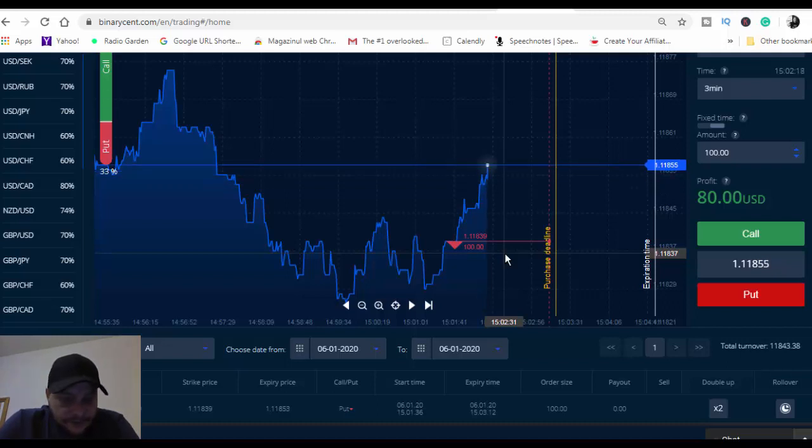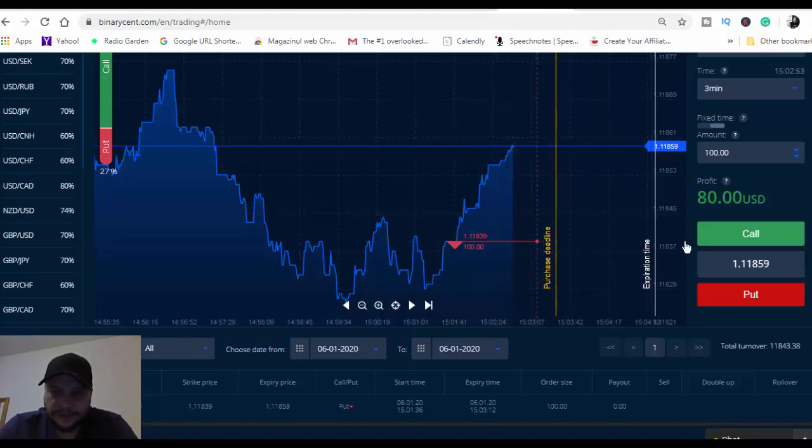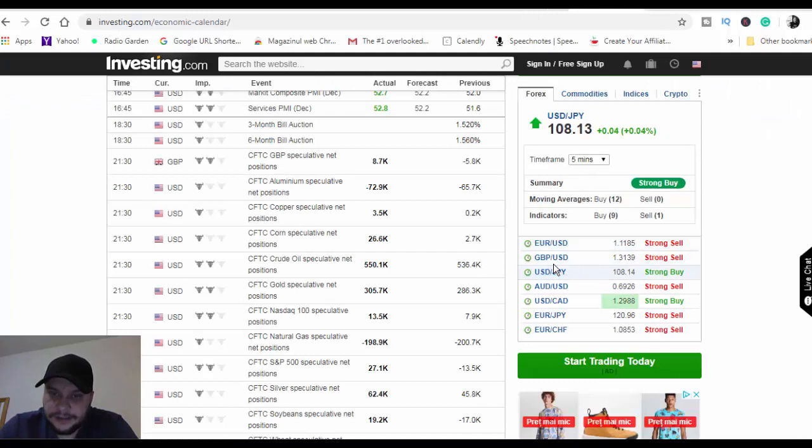Let's wait. We have a 3-minute chart. So here is the purchase line and here is the expiry line. From here it needs to be below this line. Okay, let's go and see the other.